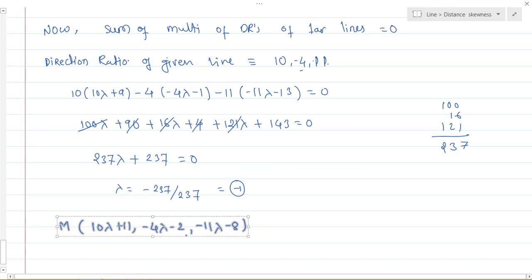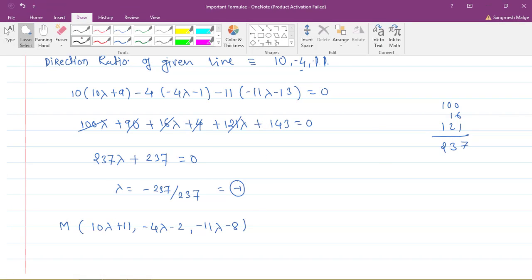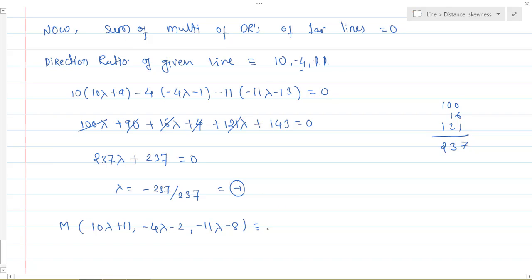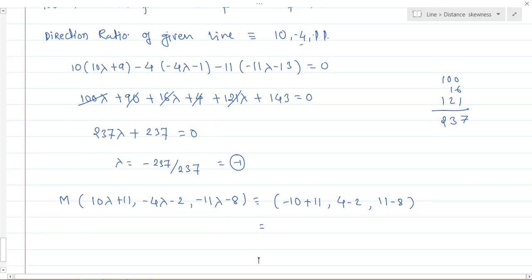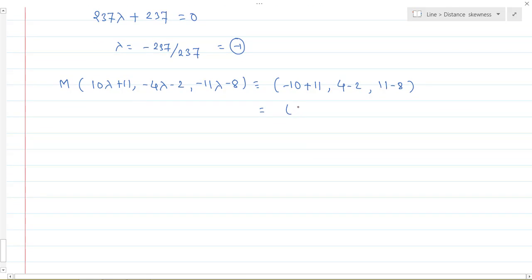Now we have the coordinate of M, so substitute lambda = -1, so it becomes -1 + 0... that is, 1 comma 4 minus 2 is 2 comma 11 minus 8 is nothing but 3. So 1 comma 2 comma 3 are the coordinates of the foot of perpendicular.